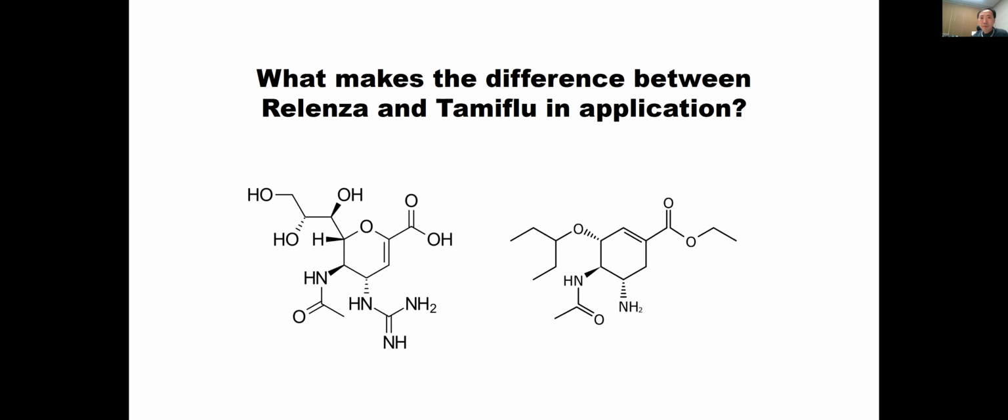Rather than polar? Hydrophilic. Hydrophilic. Philic means like. Hydro means water. Like water property. So if this is hydrophilic, then how do you call this molecule? Hydrophobic. It's hydrophobic. Phobic means hate. Hate water and like water. So hydrophilic, hydrophobic. This is a very important parameter in drug development.